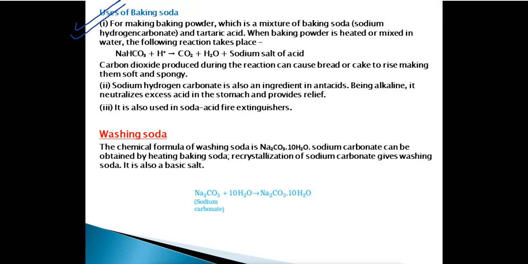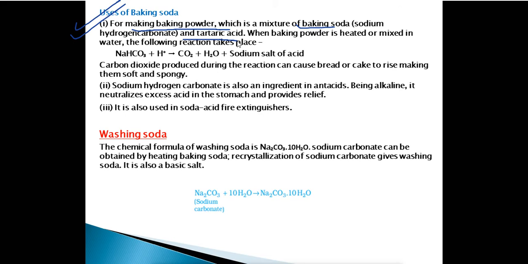Baking soda is a different thing and baking powder is a different thing. Baking powder is a mixture of baking soda and tartaric acid. So what is baking powder which we use to make cake? It is a mixture of baking soda and tartaric acid. Tartaric acid is a mild, very weak acid. So when baking soda is mixed with tartaric acid, we get baking powder. And when baking powder is heated or mixed in water, the following reaction takes place.